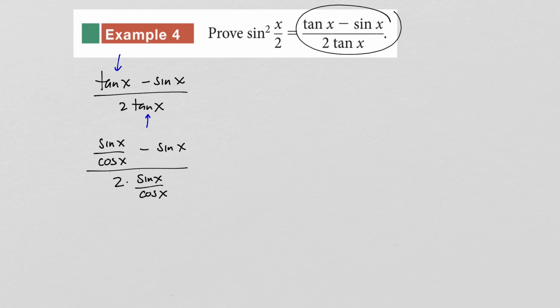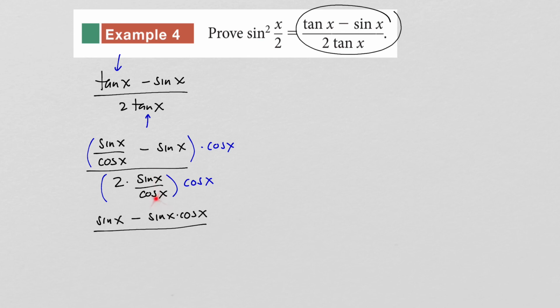And now from here, what I can do is multiply the top and bottom of this fraction by cosine of x. And what that does is it cancels the denominators here. So sine over cosine times cosine is sine of x minus, and then we have sine of x times cosine of x. And in the denominator, we have sine over cosine times cosine. These cosines simply cancel out, and we get 2 times the sine of x.